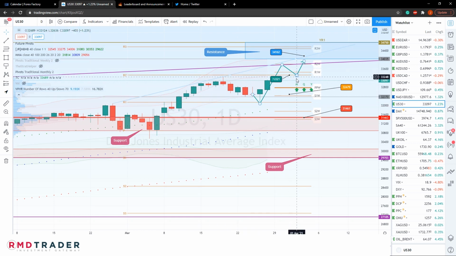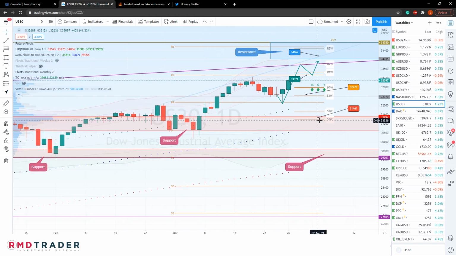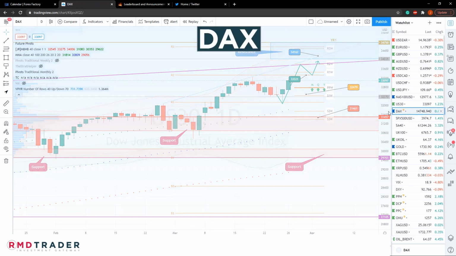A rejection from that could see another retest of this breakout level near 32,480. Break below that, setting up a retest of support, probably near our daily 100 SMA, and that could be in the vicinity of 31,460. Moving on now to the DAX.